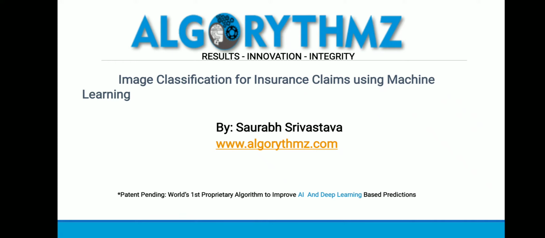In this presentation, we will discuss image classification for insurance claims using machine learning algorithms on the Azure platform. Now, traditionally, companies would need to develop expertise in machine learning models, train the models, and run the images through their custom process to get the data out of those images.